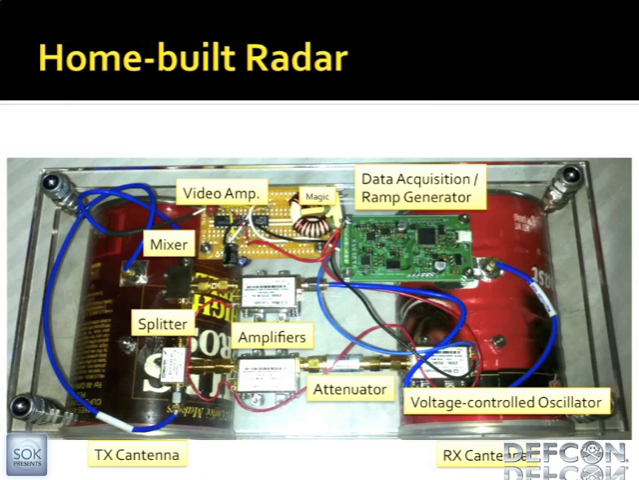So you can see all the components I was talking about before. We have the VCO first, which gets a signal from that green board, which is actually generating our ramp now, so it's computer controlled. The VCO goes to the attenuator, goes to one of those amplifiers, and then you see the splitter out there. One of those signals goes to the transmit cantenna, which you can see at the bottom. The other signal goes to the mixer. The received signal goes to one of the other amplifiers into the mixer, and then everything goes out to the video amplifier and then back into the board. So that's pretty much all the components we just talked about.